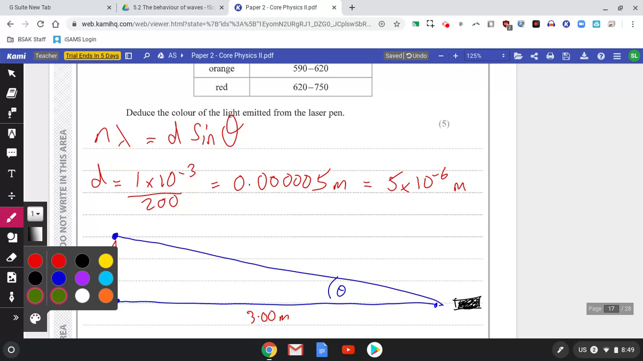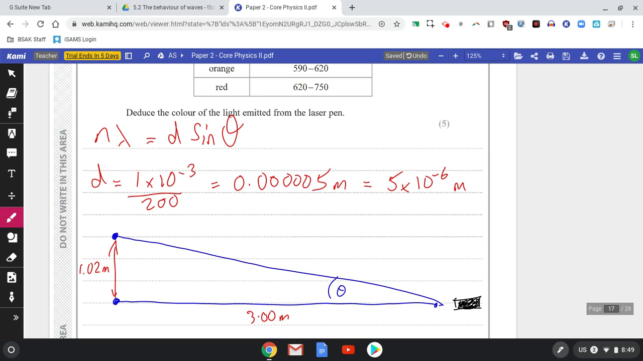So it's a cheeky bit of trig then, isn't it? We've got the opposite and the adjacent, so it's tan theta equals 1.02 over 3. That gives me a theta of 18.8 degrees. Making sure I set my calculator back to degrees there from the radians of earlier.